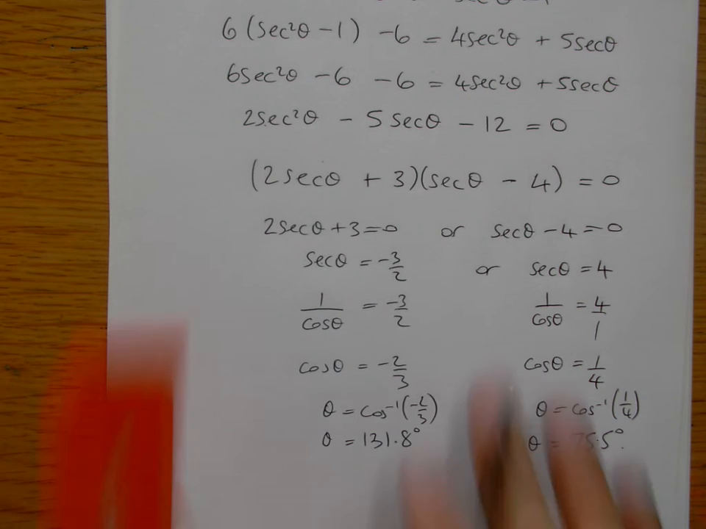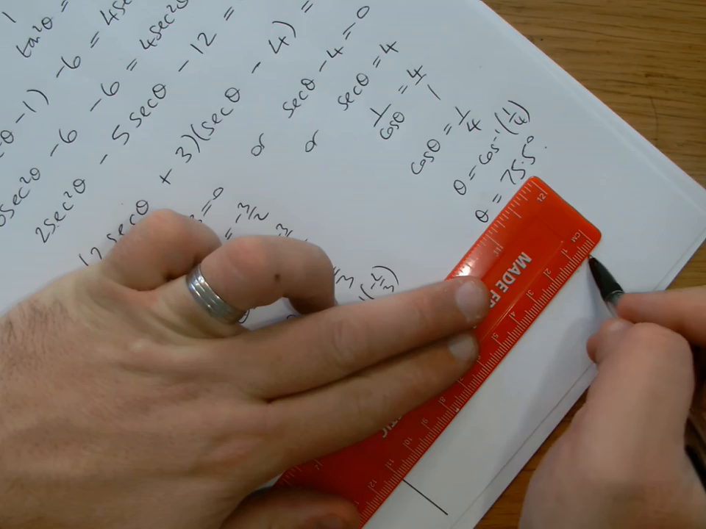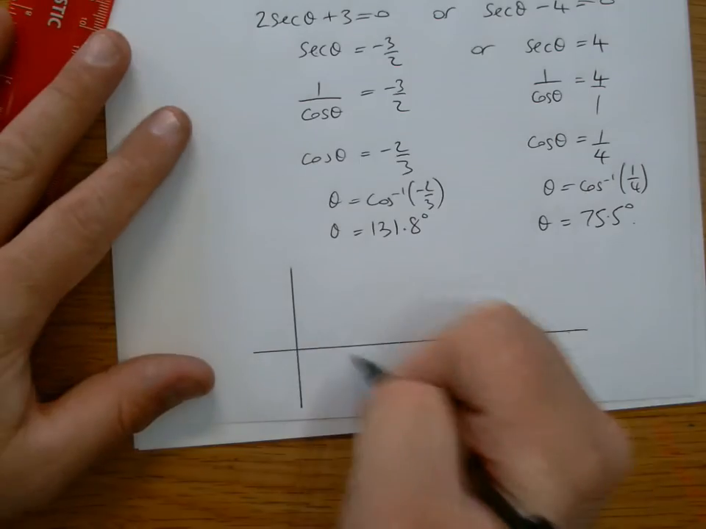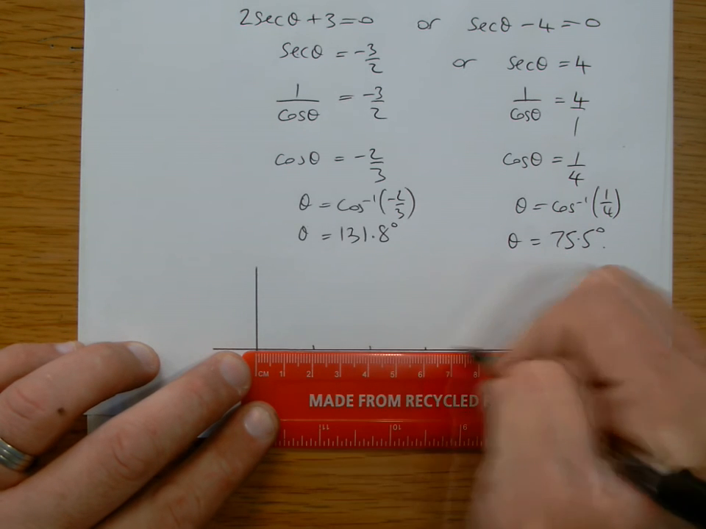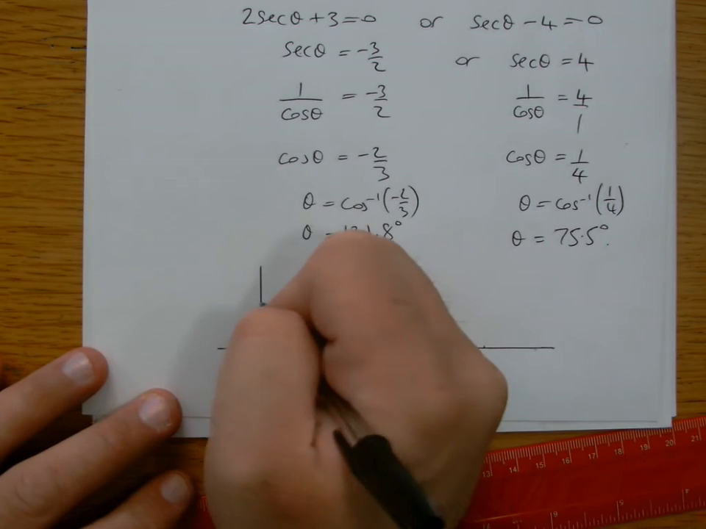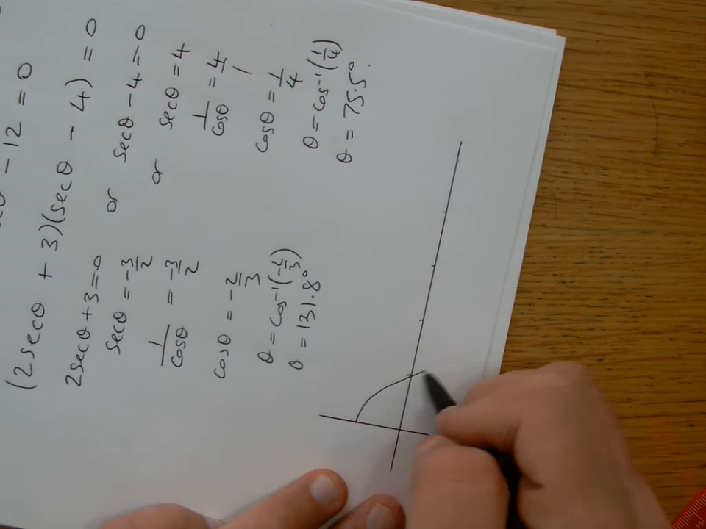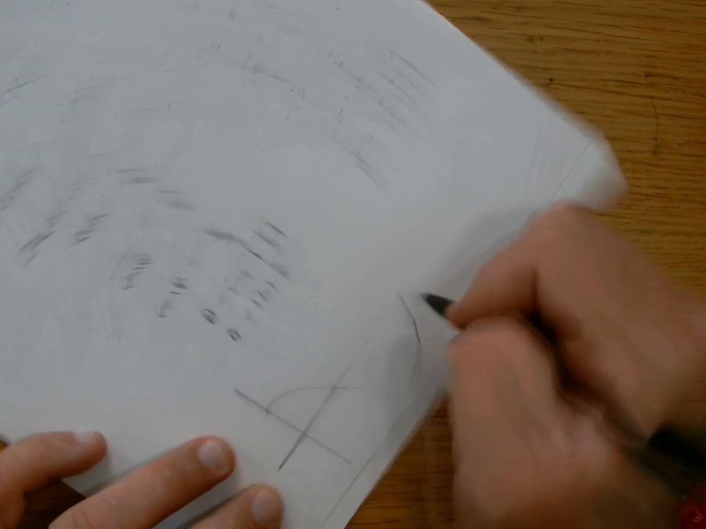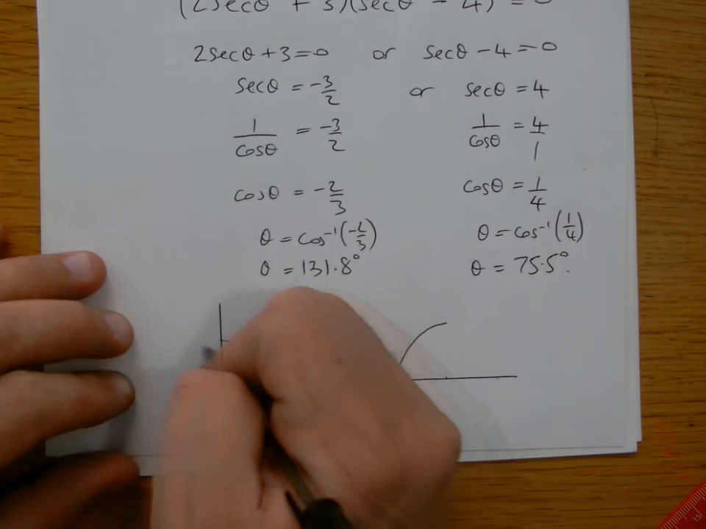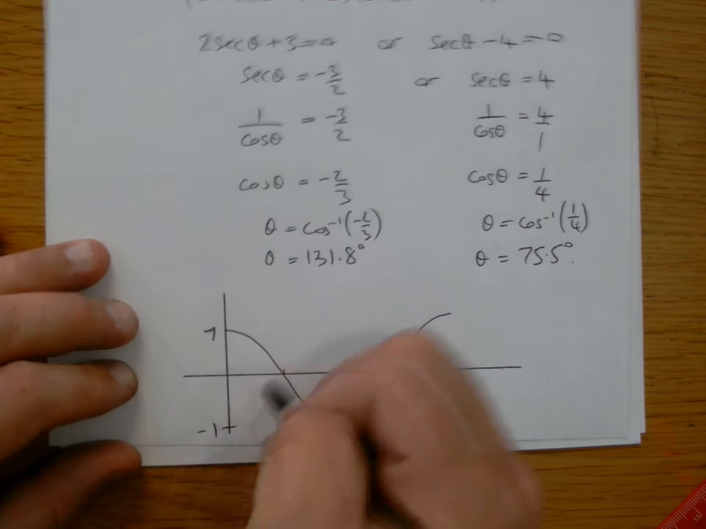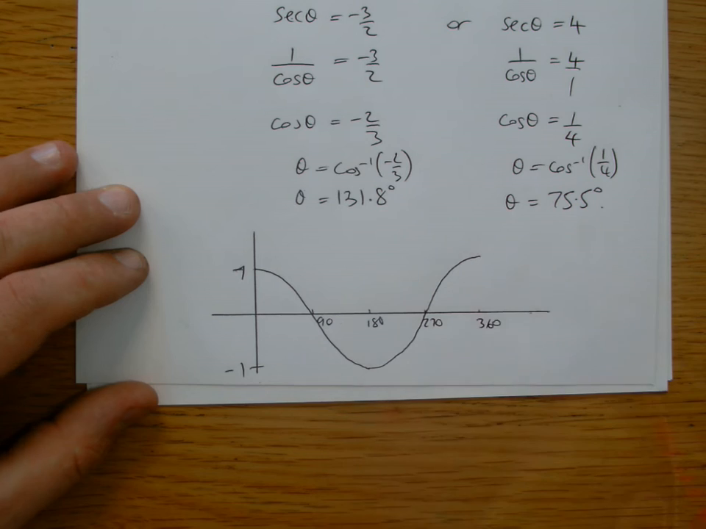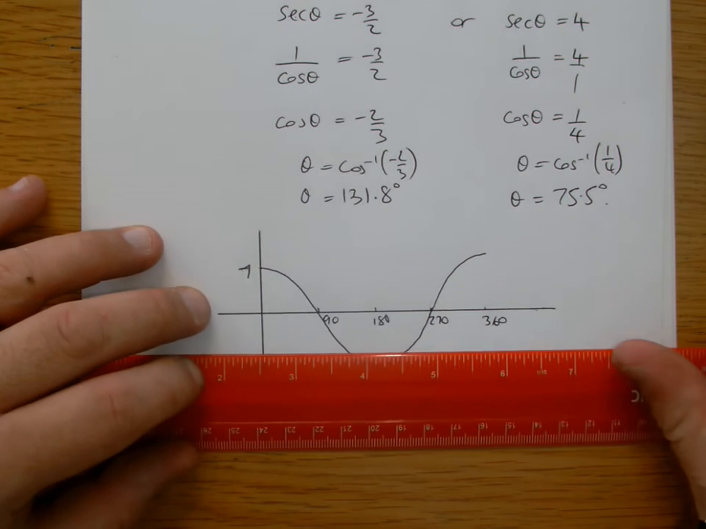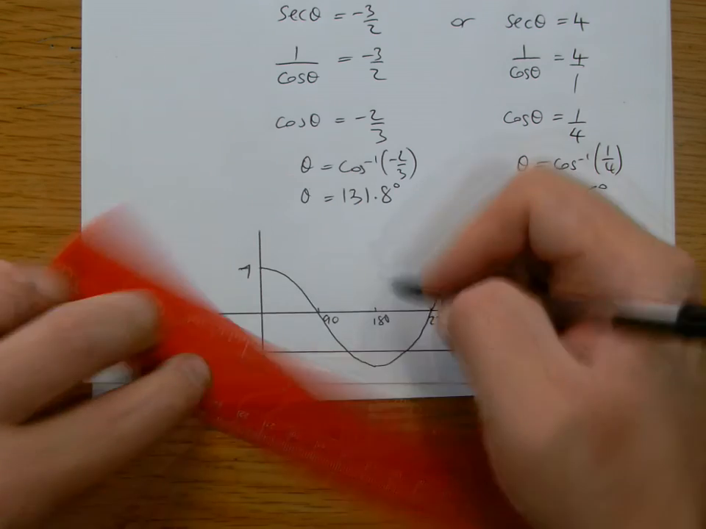So you need then to draw your cos graph for both of them. I'm going to try and do this quite quickly because the video is dragging on a bit. With your cos graph, I think it's wise to take our time on this, so 2 centimeters there, to get this done accurately. So the cos graph between 1 and minus 1. There's your 90, 180, 270, 360. For the first one, it's minus 2 thirds, so minus 2 thirds will be down here. So you get your two angles there.